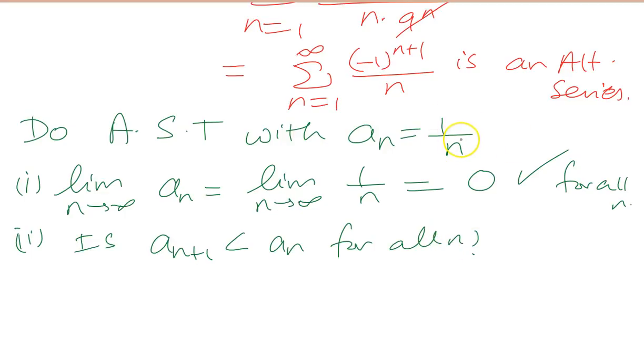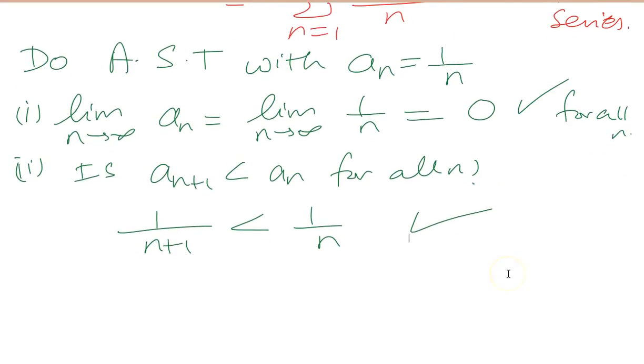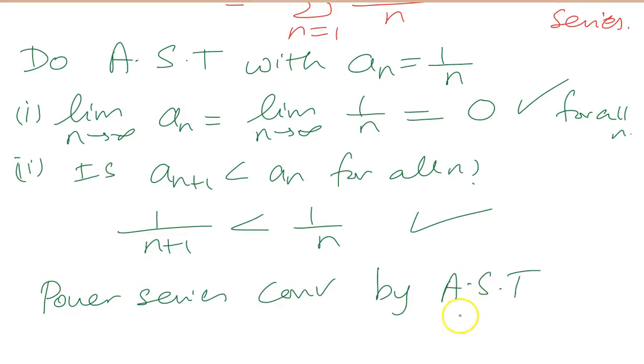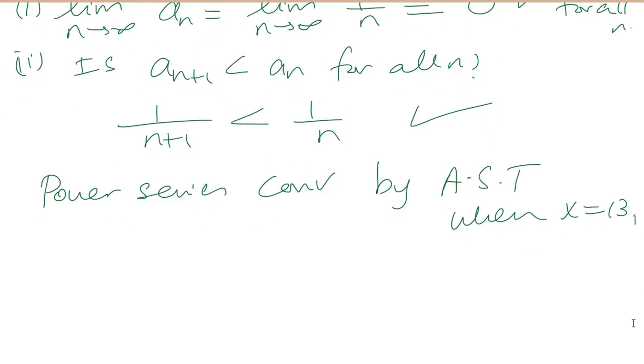Now the next condition for an alternating series is: are the terms decreasing for all n? Now a_n is 1 over n. What is a_(n+1)? 1 over n plus 1 is indeed less than 1 over n for all n. So guys, the alternating series passes both conditions. That means the alternating series is convergent, right? So we can say the power series converges when x is 13. The power series converges by the alternating series test when x is 13. 13 is the right-hand endpoint.